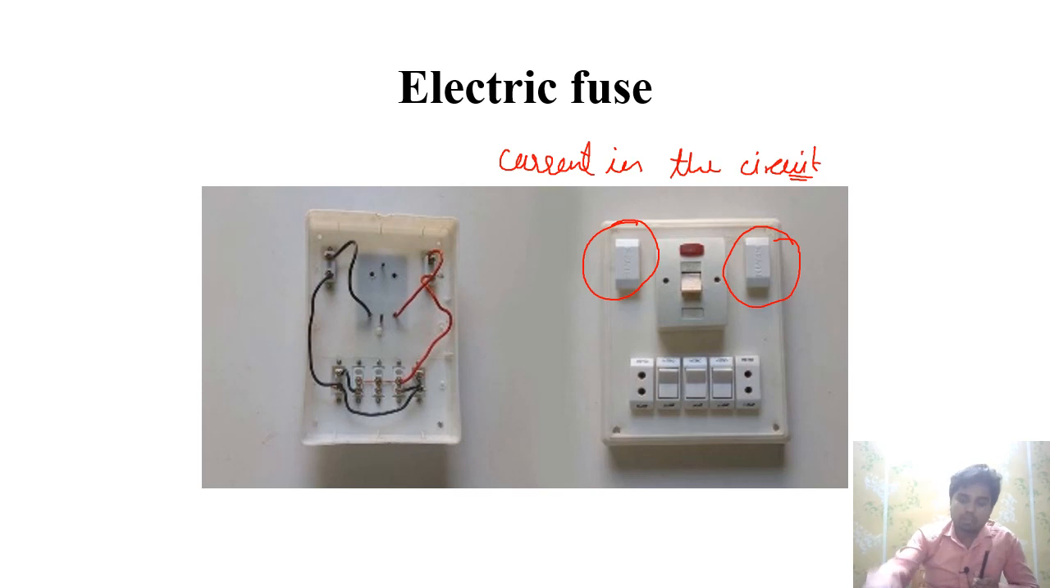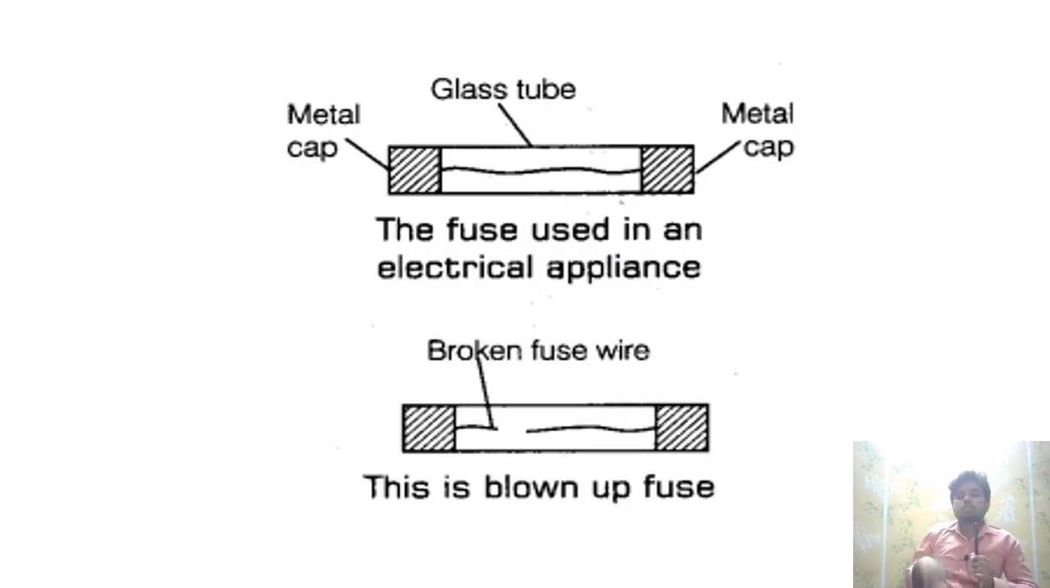So let's see that. Okay, so see, here are two images that you can see. First of all, you have to see this. What do you have to see? You have to see the arrangement or making of this electric fuse.